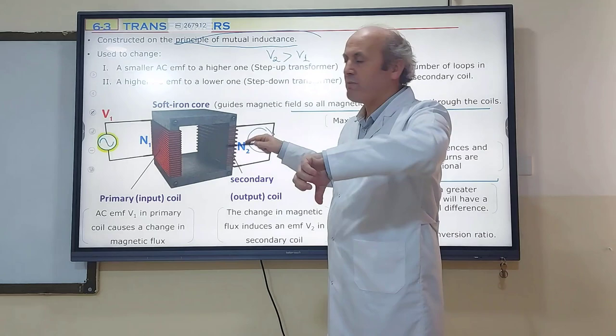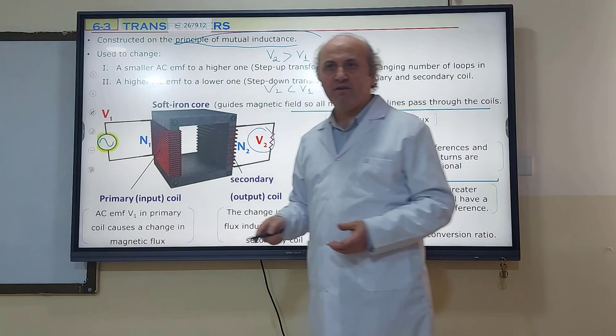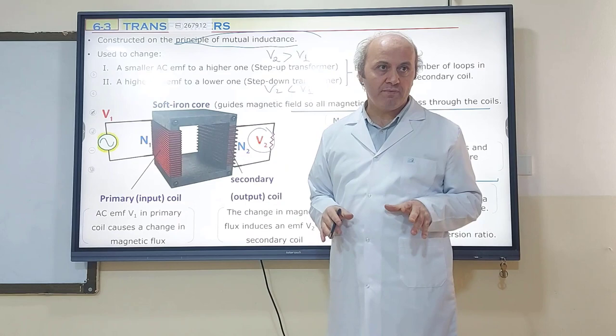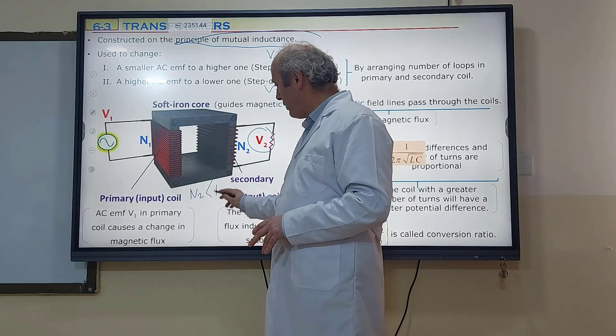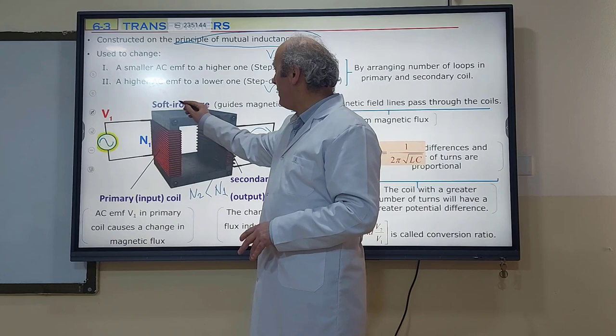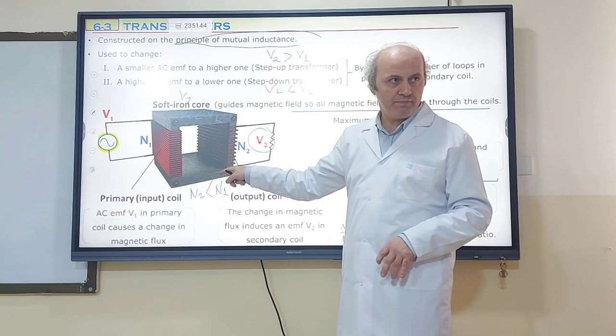But how can we make the potential difference greater or smaller on the secondary coil? By arranging the number of loops. Which coil will have a greater number of turns? It will have a greater potential difference. If N2 is greater than N1, it is step-up. Here, N2 is less than N1. Tell me now, is it step-down or step-up? N2 is less than N1, so V2 must be less than V1. It's a step-down transformer. The secondary coil has a smaller number of turns. The transformer equation is?